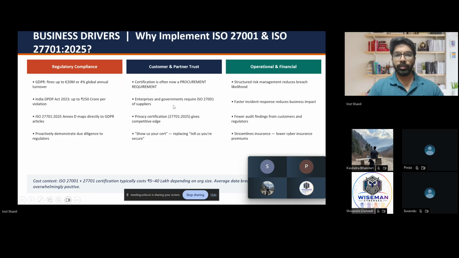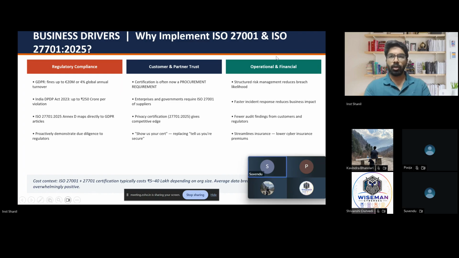Enterprises and governments require ISO 27001 of suppliers. Privacy certification gives a competitive edge against any company which is not privacy certified. "Show us your certification" is being replaced by "tell us you are secure." Nowadays, companies are moving more towards security, that their data should be secure. They do not only want to see the certification. They want proof that whatever data is shared with you as part of a contract will be secure.